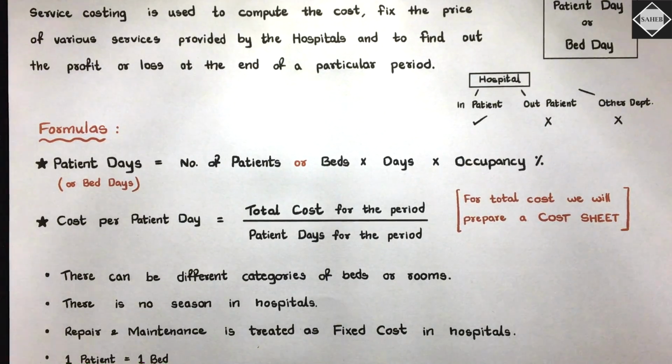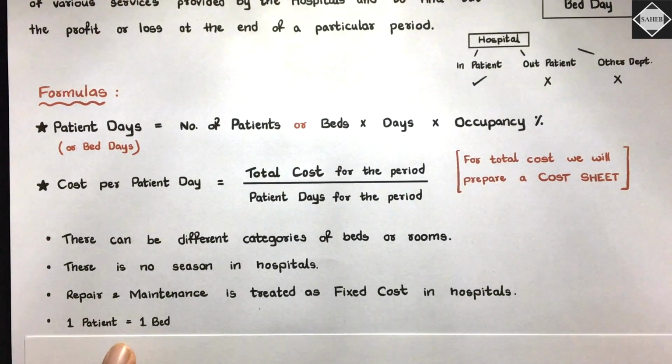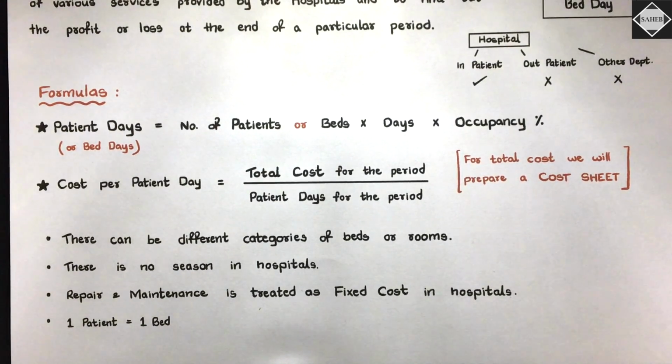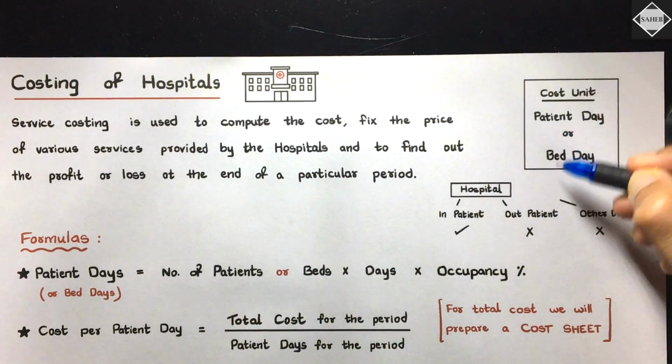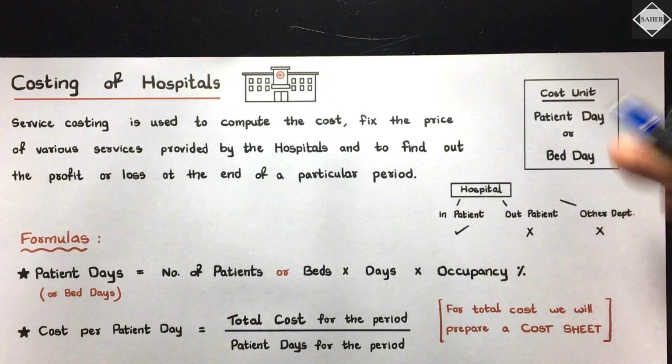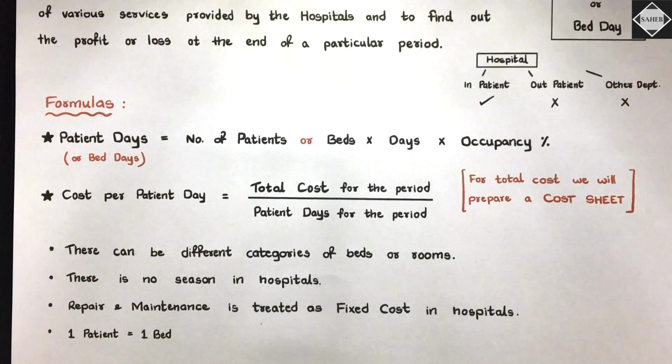Then, I told you now, it is assumed that in a hospital, one patient is equal to one bed. I told you, in patient day or bed day, there is no difference. Patient and bed is same only. One patient, one bed. Is it clear? So one patient is equal to one bed, right? That was the concept of the hospital industry. I hope you have understood.